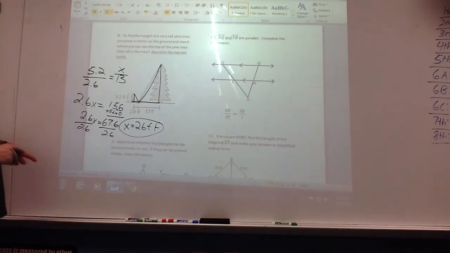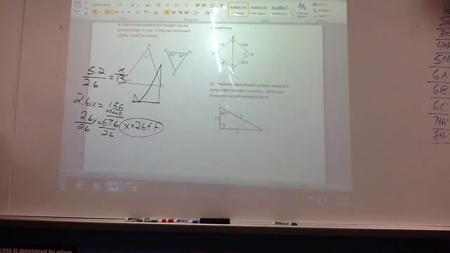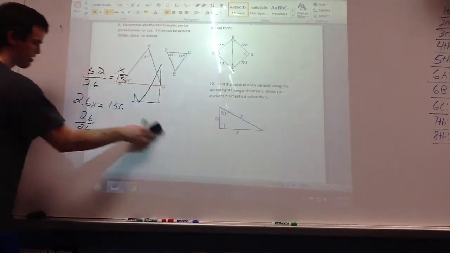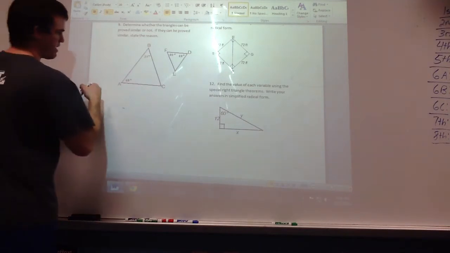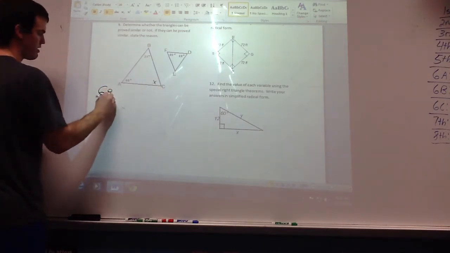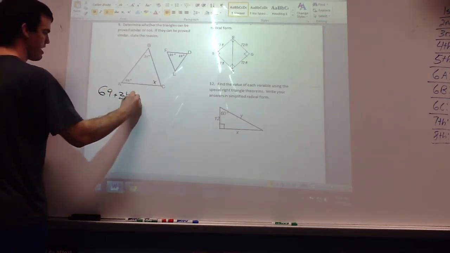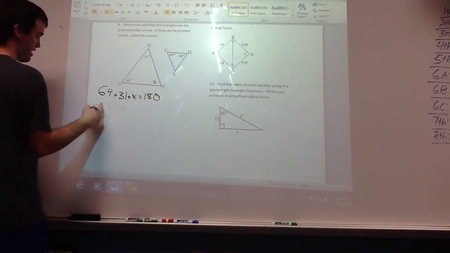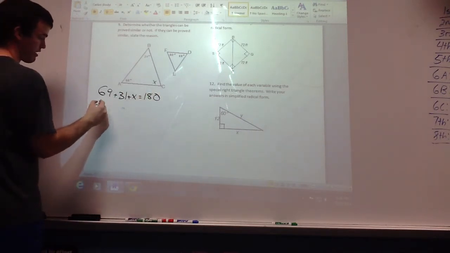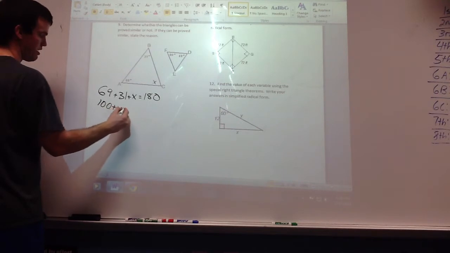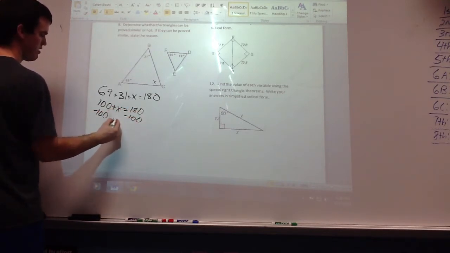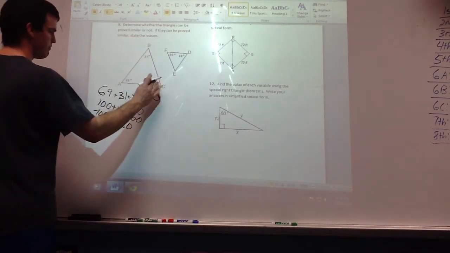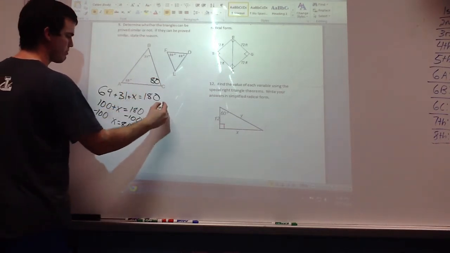Alright, so that was number 8. Number 9. Again, determine whether the triangles here are similar. To do that, find this missing angle. So I have 69 plus 31 plus x equals 180. Combine like terms, 69 plus 31 will give me 100, plus x equals 180, subtract 100, so x equals 80, so now this angle in here is 80.